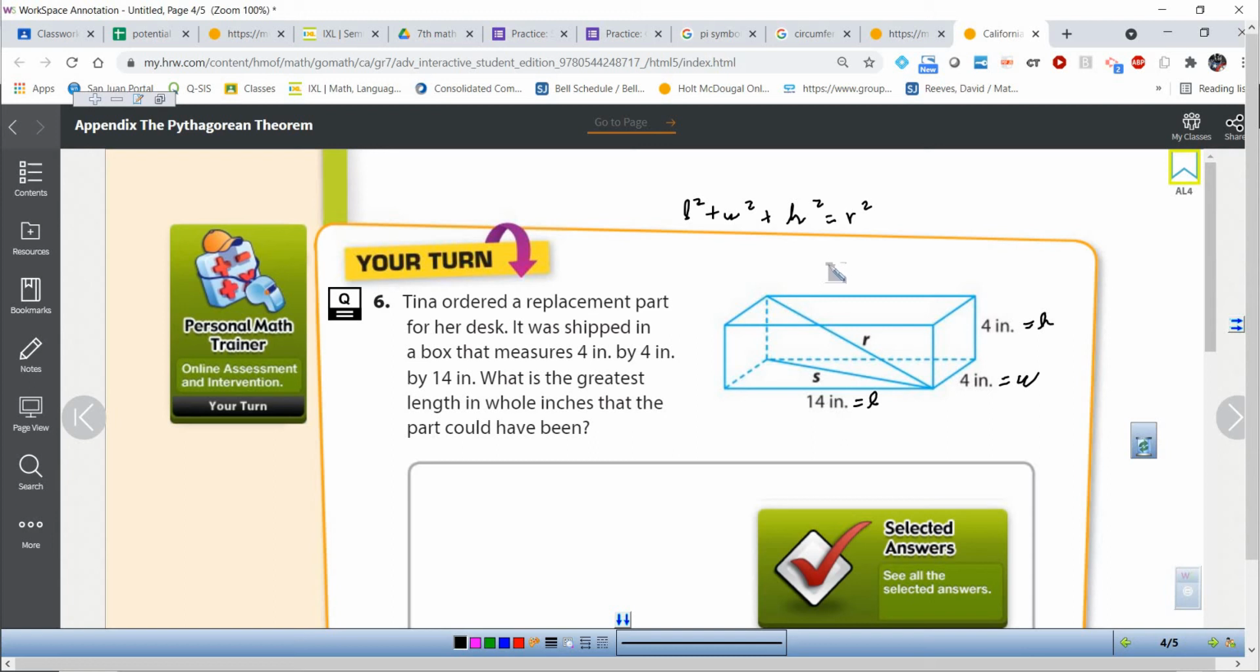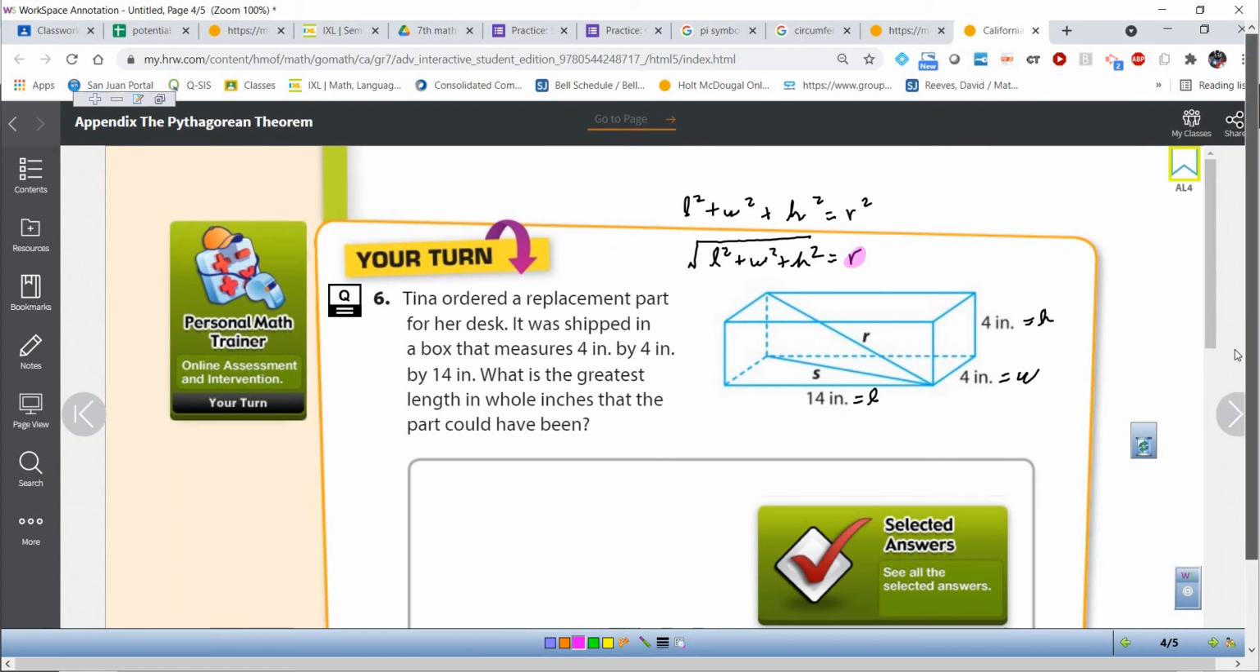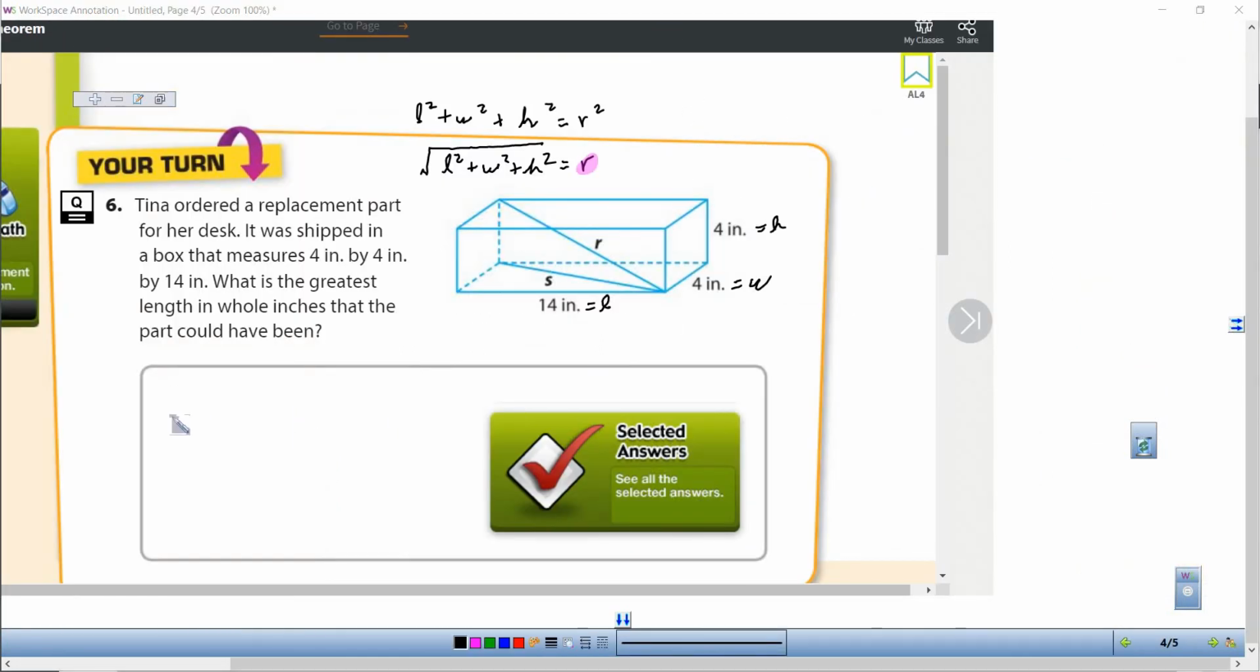We can even take this one step further. Remember, if we don't really want to know what r squared is, we want to know what r is. So what if I take the square root of this? The square root of length squared plus width squared plus height squared is equal to r. And then we got r in one step, putting all this in, right? So for this problem right here, r is equal to the square root of 14 squared plus 4 squared plus 4 squared.